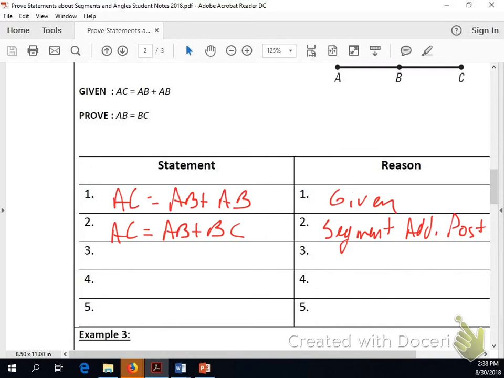Subtraction, so AC minus AB equals BC. That would make enough sense. So we're going to take AB plus AB and put it in for AC. And we can do that because of the substitution property.